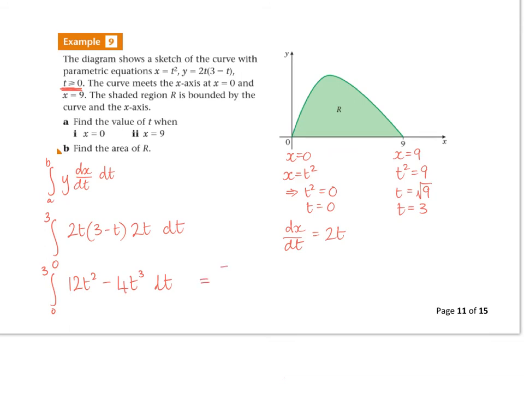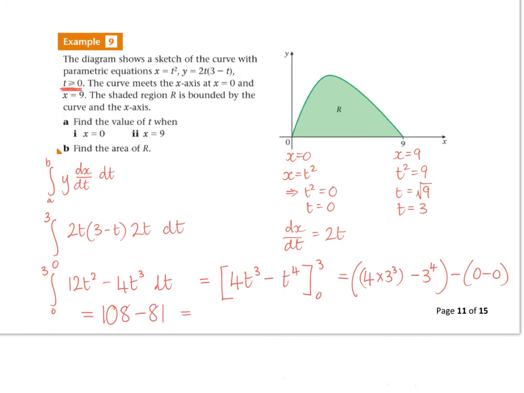When we integrate, it becomes 4t cubed minus t to the 4, in between 0 and 3. If we now calculate that, the upper limit first of all is going to be 4 times 3 cubed, subtract 3 to the 4, and then the lower limit is just 0 minus 0. So the full area for this is 108 minus 81, which gives us 27 units squared, because it is an area that we're dealing with.